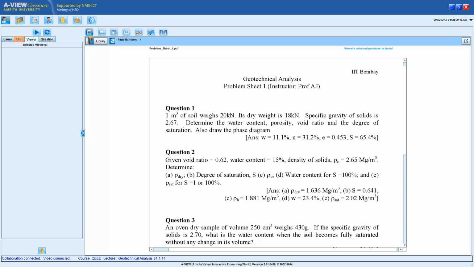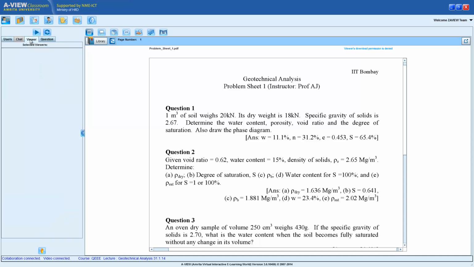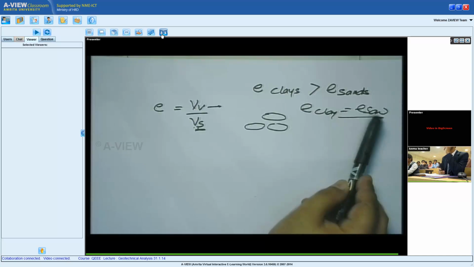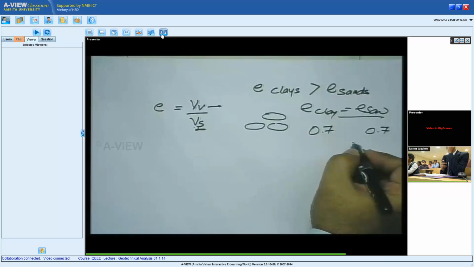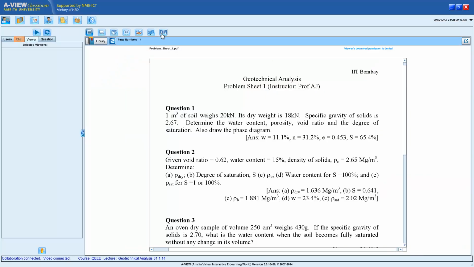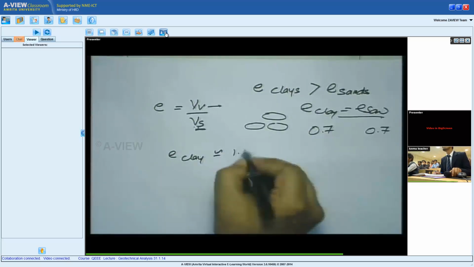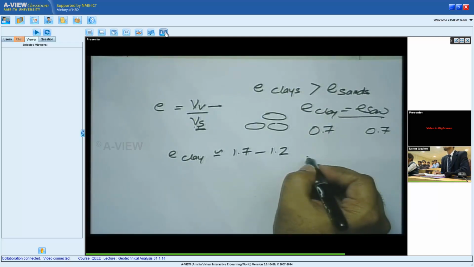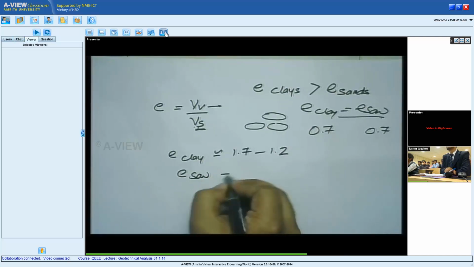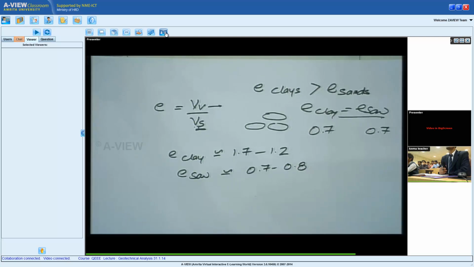So can you prove this? Now, what if you have a clay? Your clay can also have the same void ratio as sand. I have a sand with a void ratio of 0.7. Clay can also have 0.7. It's possible. Whereas the usual e for clay can approximately be maybe 1.7 or perhaps 1.2, and e for sand perhaps 0.7 or maybe 0.8. Just throwing in some numbers.